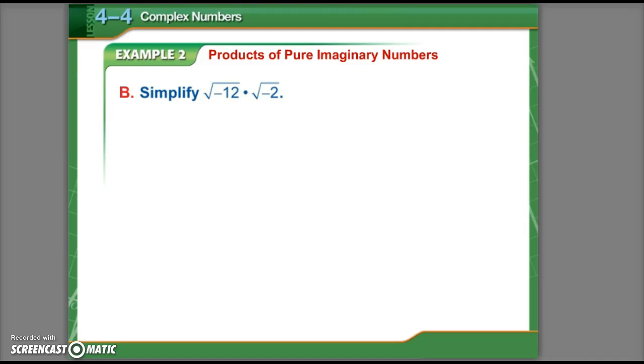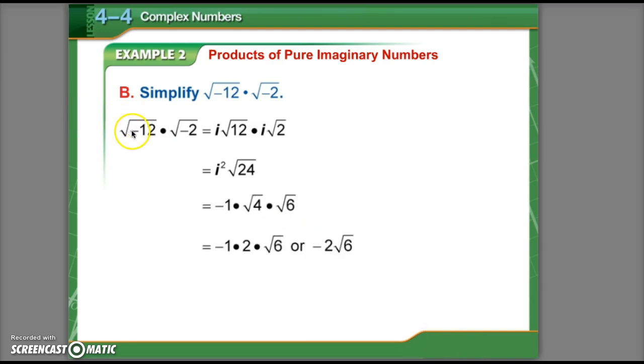Okay, part B, we're going to simplify the square root of negative 12 times the square root of negative 2. So just like we looked at in the first example, we want to take the square root of negative 12, and we're going to take out the square root of negative 1. We're going to take the negative 1 out, and that becomes the letter i. So this is i times the square root of 12. We're not going to simplify this yet. The square root of negative 2 is just the square root of negative 1 times the square root of positive 2. So we take out the square root of negative 1 and rewrite that as i. Then we have the two i's. I times i is i squared, which remember is negative 1.